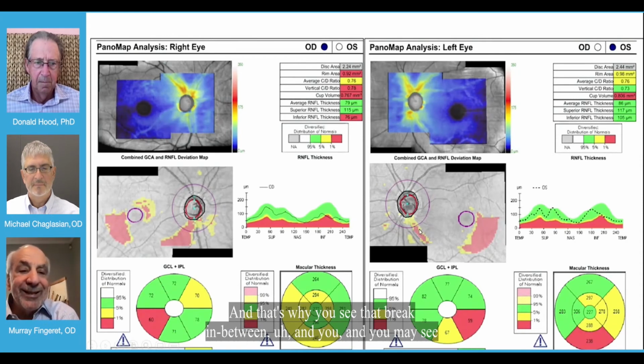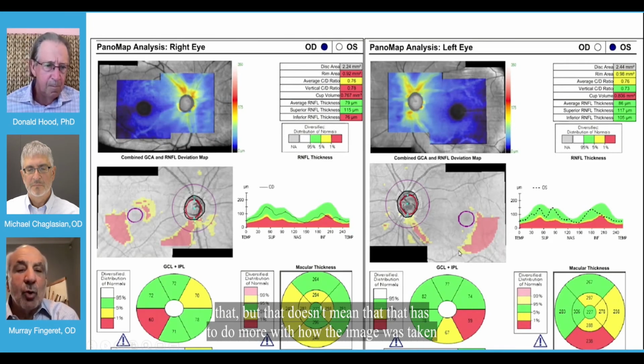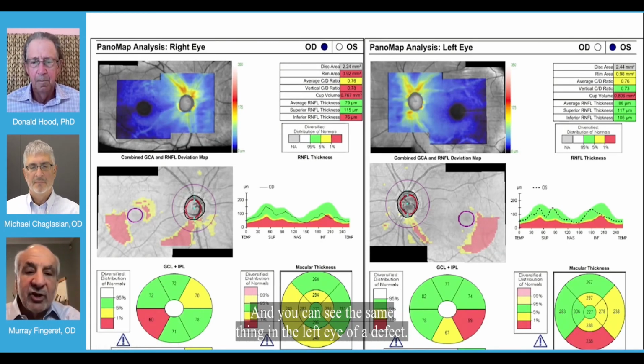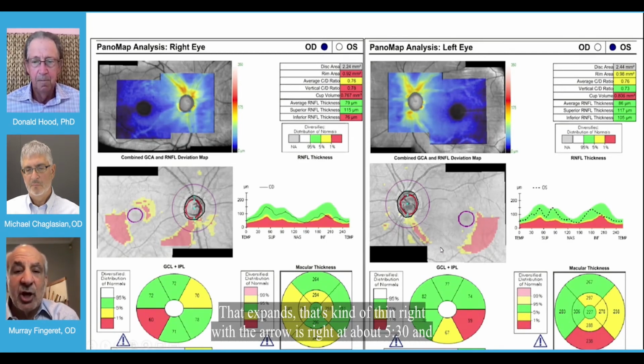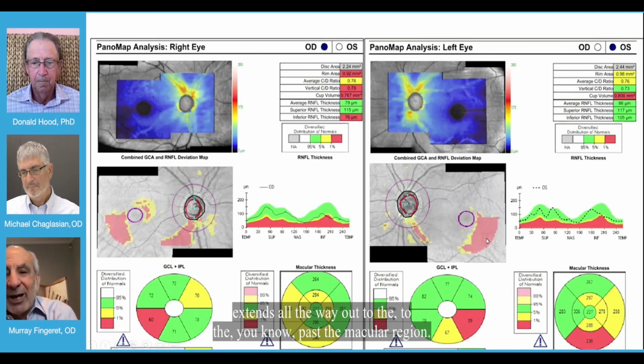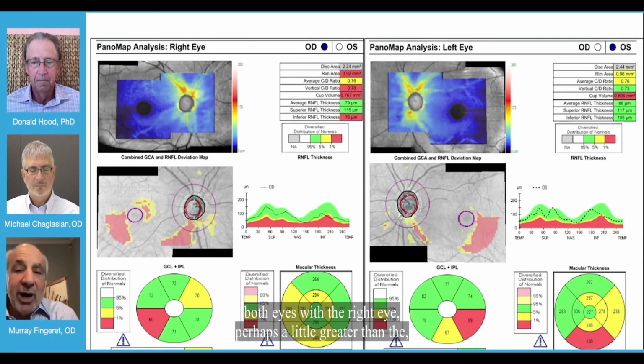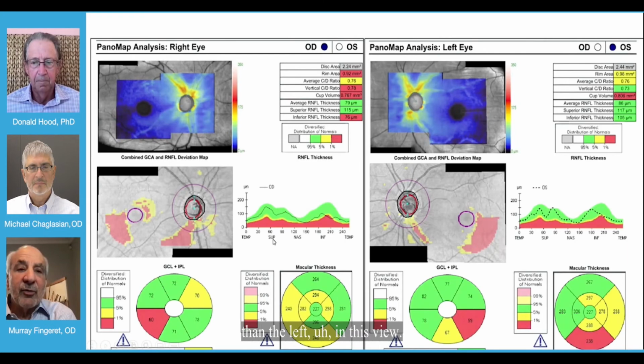And you may see that, but that has more to do with how the image was taken than it is that the area between those two zones is perfectly normal. And you can see the same thing in the left eye, a defect that's kind of thin, right where the arrow is, right at about 530, and extends all the way out past the macular region. So you can get the idea that there is glaucomatous structural damage in both eyes, with the right eye perhaps a little greater than the left in this view.